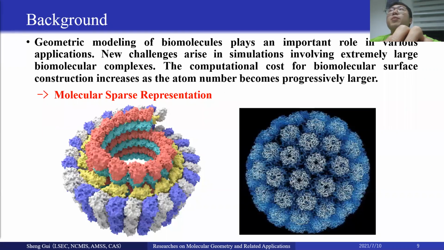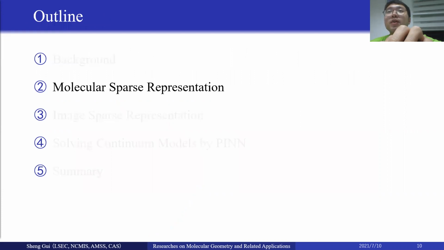Geometry modeling of biomolecules plays an important role in various applications. New challenges arise in simulations involving extremely large biomolecular complexes. The computational cost for biomolecular surface construction increases as the atom number becomes progressively larger. So we propose the molecular sparse representation method.